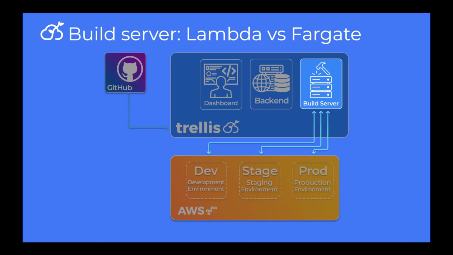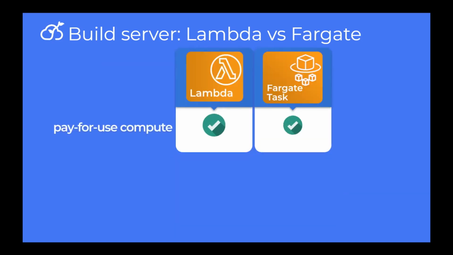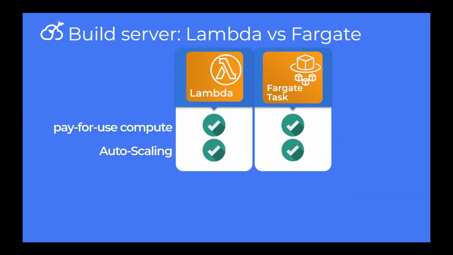We considered two AWS services to implement our build server. First was AWS Lambda and the second was an AWS Fargate task. Let's see how they compare with each other. First, because the builds are executed intermittently, we wanted the build server to have pay-as-you-go pricing. Fortunately, both Lambda and the Fargate task provide this feature. Now, another feature that we considered was autoscaling. With multiple applications, each with multiple deployment environments, it is entirely possible that simultaneous builds could occur. Again, both Lambda functions and the Fargate task provide the autoscaling capability.